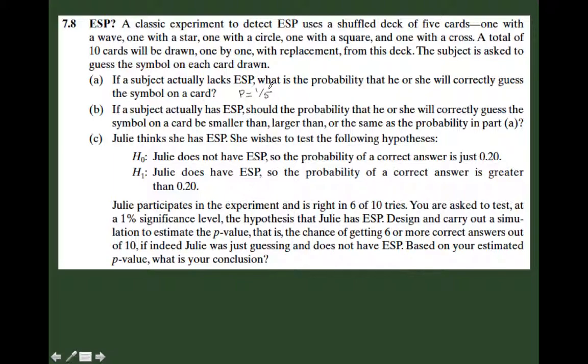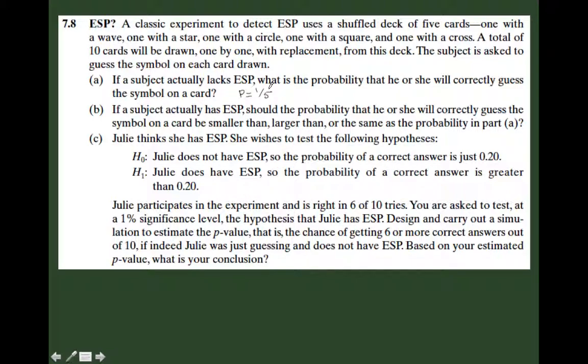Part B, if a subject actually has ESP, should the probability that he or she will correctly guess the symbol on the card be smaller than or larger than the same, or the same as the probability in Part A? Well, we would expect the probability to be larger than the probability in Part A because we'd expect the person to get more correct.